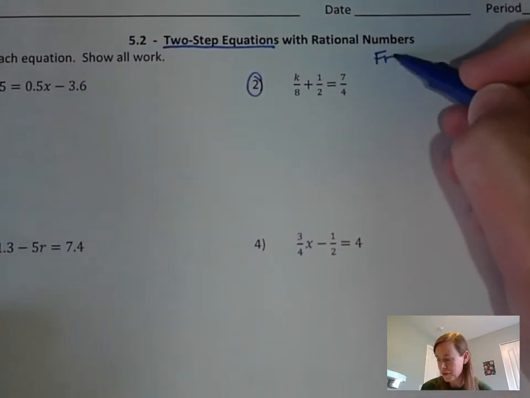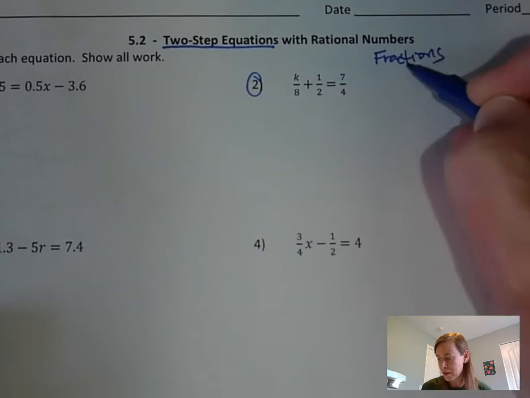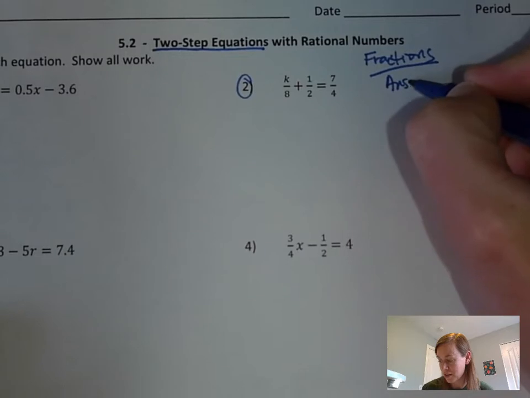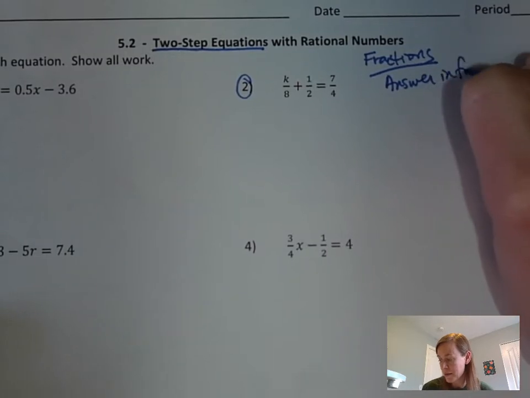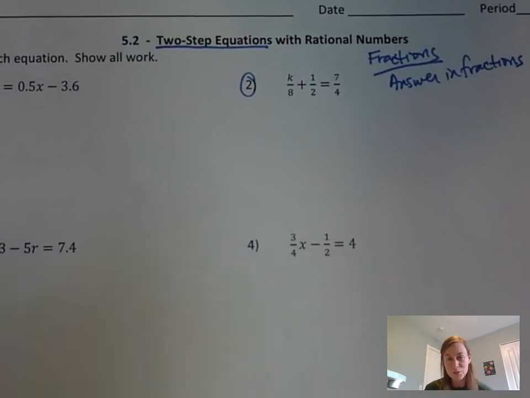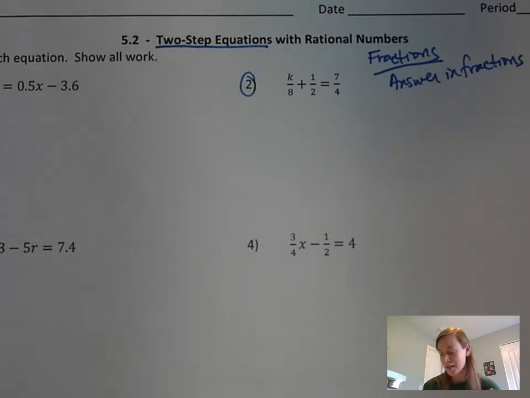Now this one is with fractions, as you can see, and when they give you a problem in fractions, your answer should be in fractions also. If they give you a problem in decimals, then it's fine to put your answer in decimals. So whatever they give you, your answer should be in the same form. Let's go ahead and solve this.